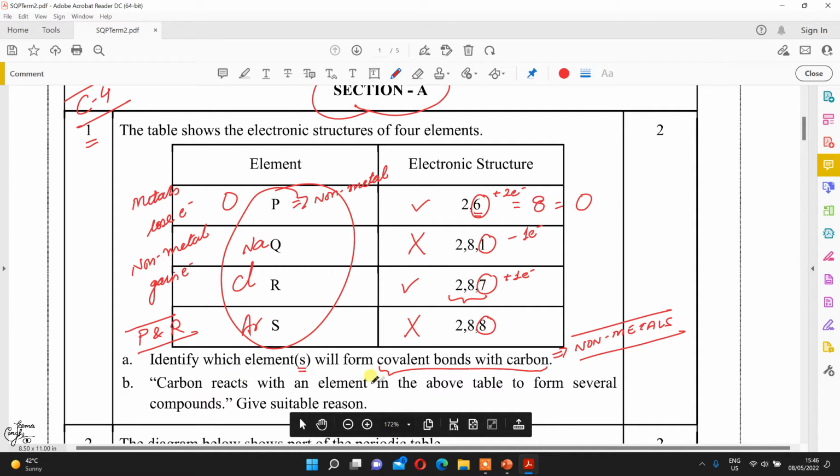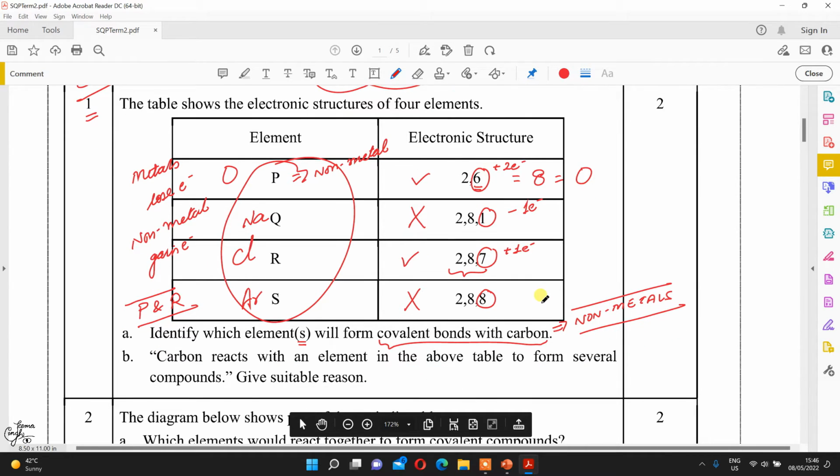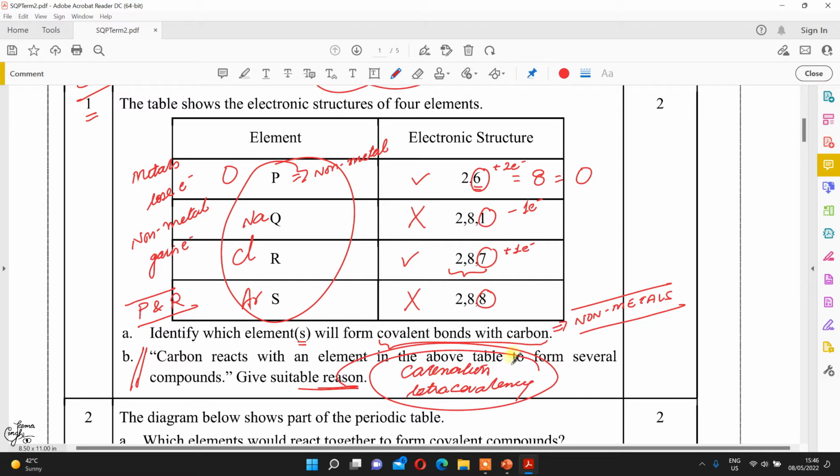Carbon reacts with an element in the above table to form several compounds. Give suitable reason. I have done this question in my previous videos and it's going to talk about 2 properties, mainly catenation. Although they have said give a suitable reason, you are supposed to write both reasons: catenation and tetracovalency, a valency of 4. They are the major reason for carbon forming so many compounds, millions of compounds. So catenation and tetracovalency, half mark for this, half mark for this. So it's a 2 mark question.